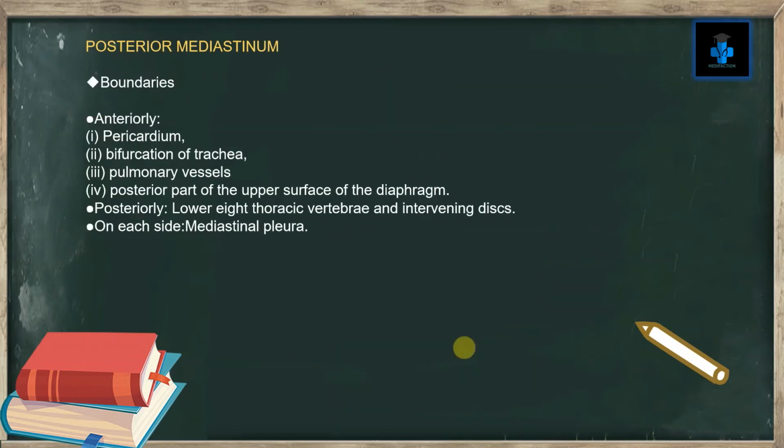Now let's move on to the posterior mediastinum. Boundaries. Anteriorly, we can appreciate the pericardium, bifurcation of the trachea, pulmonary vessels, and the posterior part of the upper surface of the diaphragm. Posteriorly, we can appreciate the lower 8 thoracic vertebrae and intervening discs. On each side, as usual, it's the mediastinal pleura.